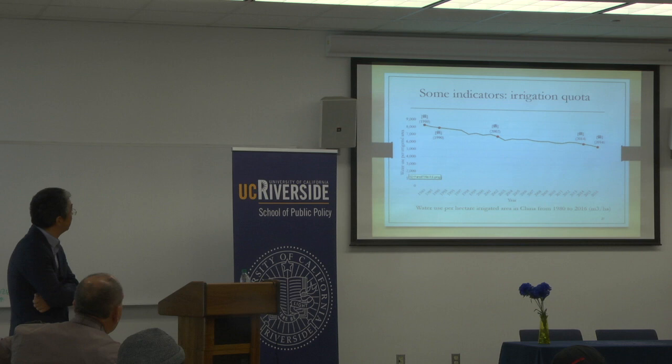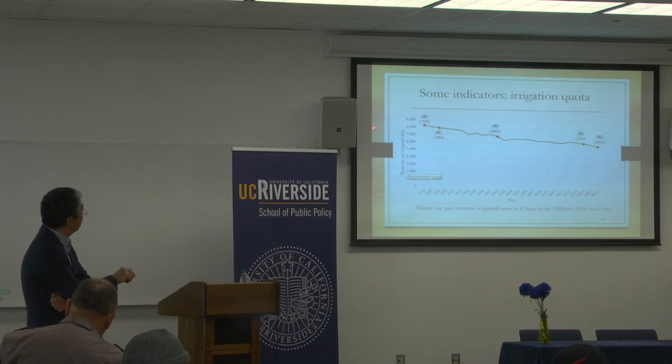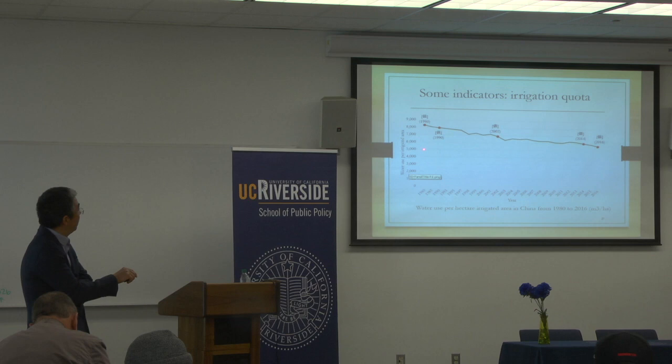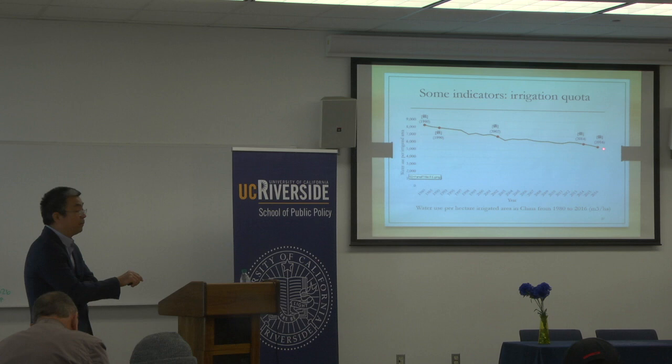And this is the irrigation quota. So it also decreases all the time. Now it's about 5,000, a little bit more, 5,500 cubic meters per hectare.